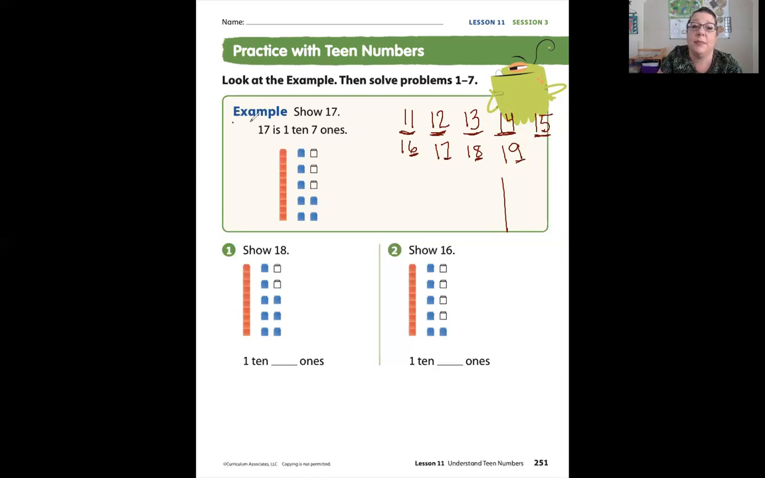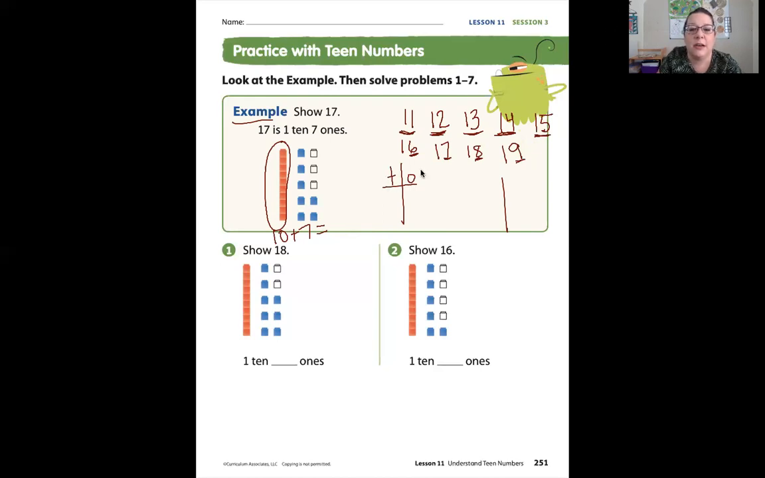So we're looking at the example and it says show 17. 17 is 1 ten and 7 ones. So here they have what? Right, they have a group of 10, and how many ones do they have colored in? Look at this. Remember, just like 5 fingers, just like the top part of our 10 frame, 5, 6, 7. So 10 plus 7 equals 17.